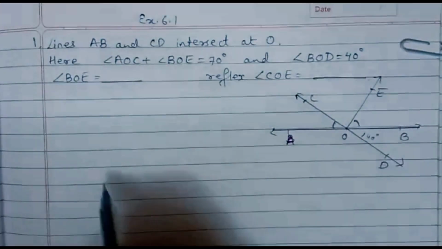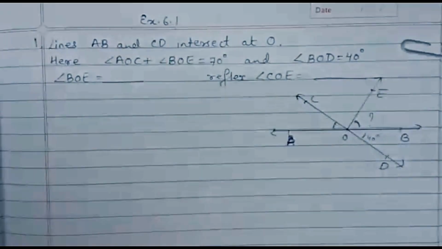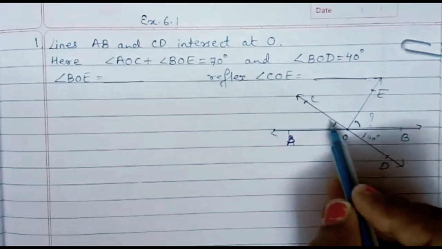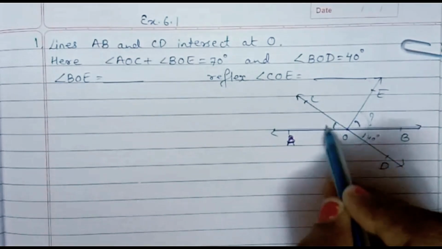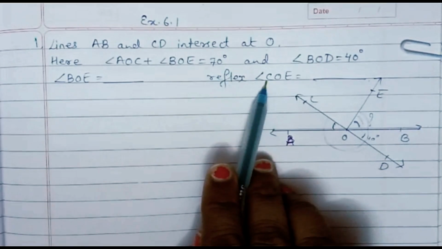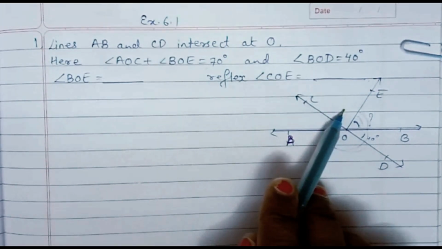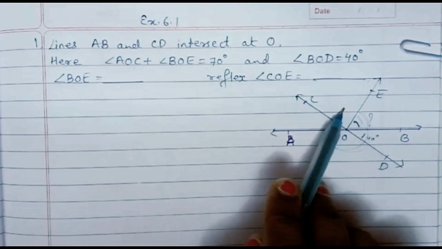We need to find out the measure of angle BOE separately and the measure of reflex angle COE, this particular angle. We can get reflex angle COE only if we first obtain angle COE. So let us start with this step.